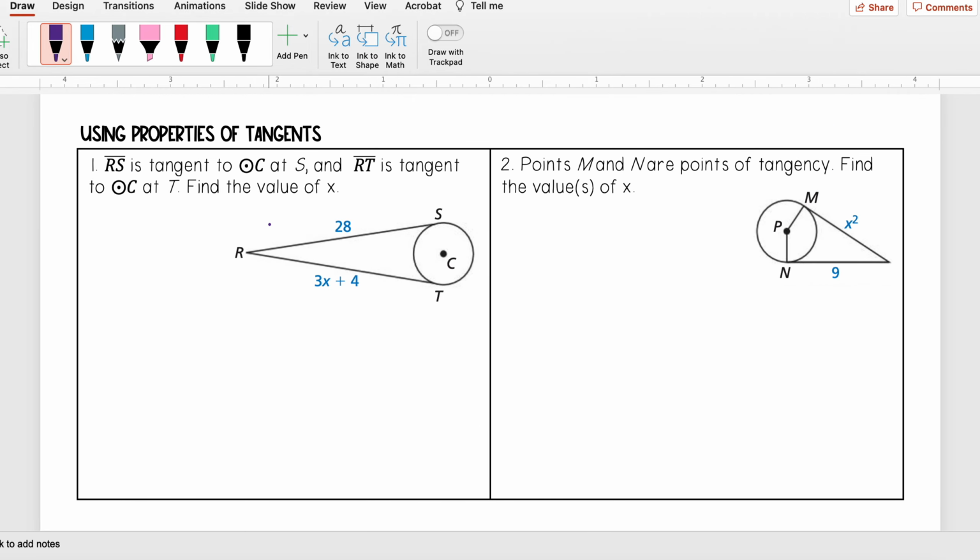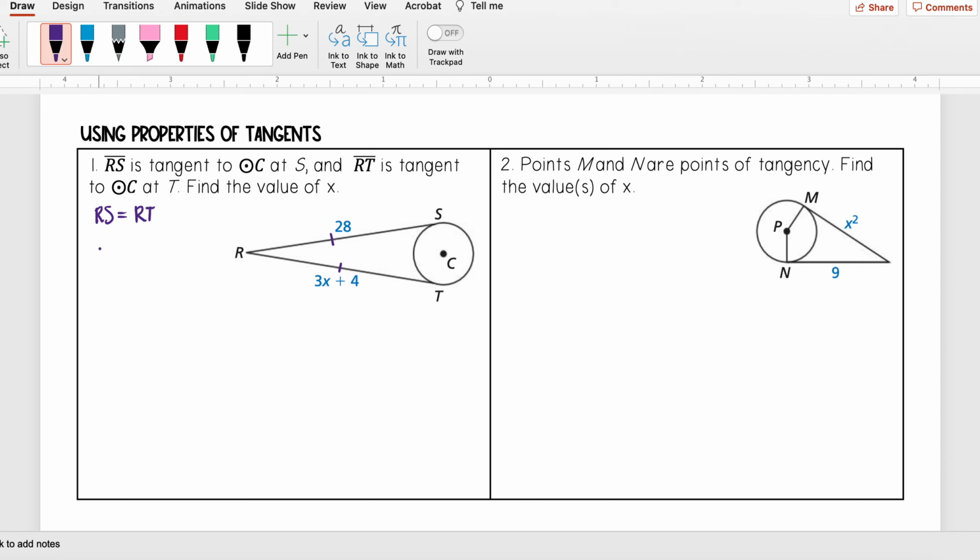So looking at number 1, I see that RS is tangent to circle C, and RT is tangent to circle C. Now I want to find the value of x. Now since both of these segments are tangent to the circle C, we learned from that second theorem that means that these two sides are in fact congruent. So that means that RS is equal to RT.